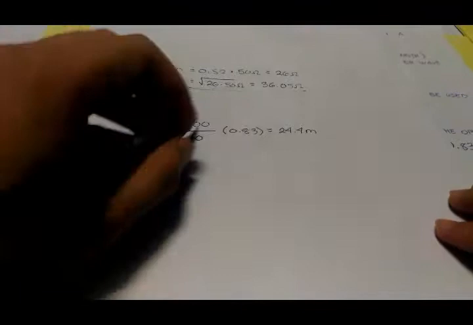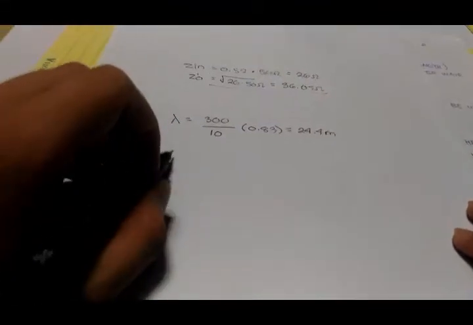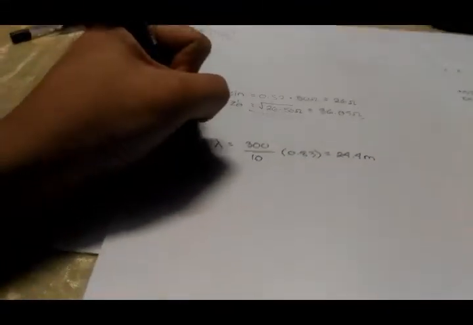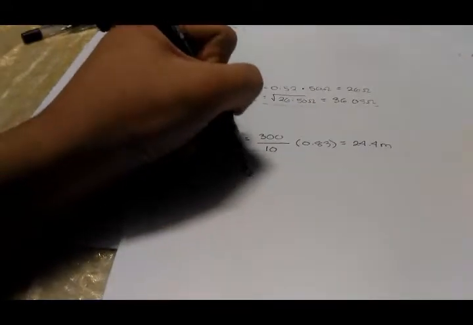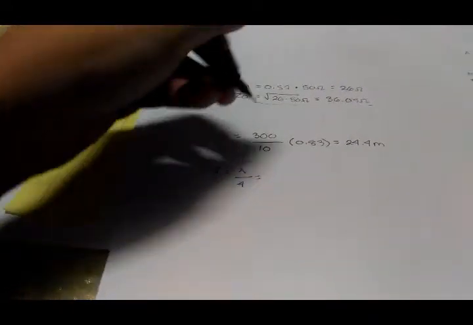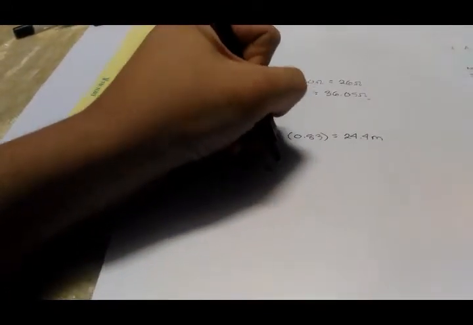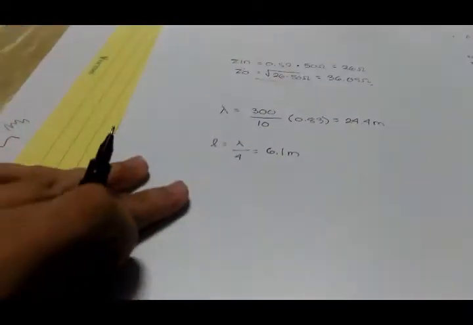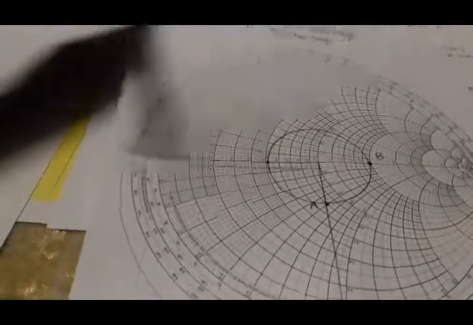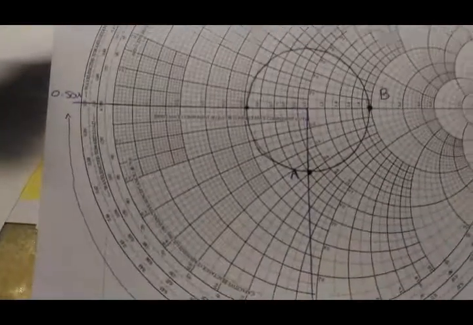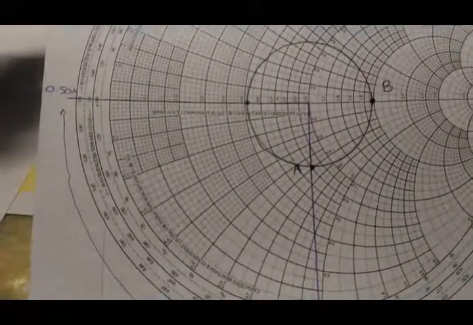Now since this is a quarter wavelength, quarter means 4. So for the length, we need to divide lambda by 4, resulting in 6.1 meters. And that's all there is. And here is the proper graph of our quarter wavelength.